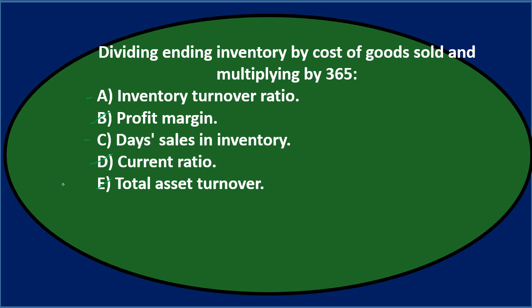Go through it again. Dividing ending inventory by cost of goods sold and multiplying by 365 is either A, inventory turnover ratio, or C, days sales in inventory. Of those two, I would go with C, even if we didn't know exactly what it was, because the 365 would indicate that we're doing something over some amount of days sales and inventory. That seems appropriate. So final answer, C: dividing ending inventory by cost of goods sold and multiplying by 365 is C, days sales in inventory.